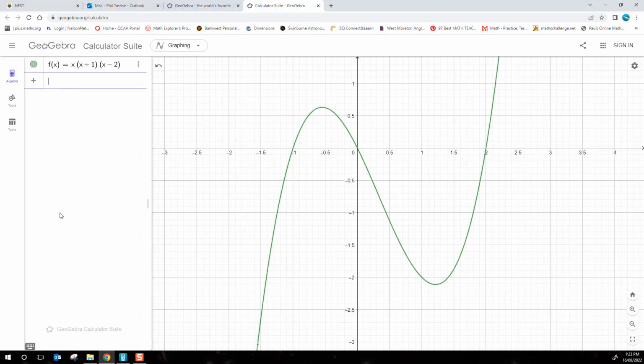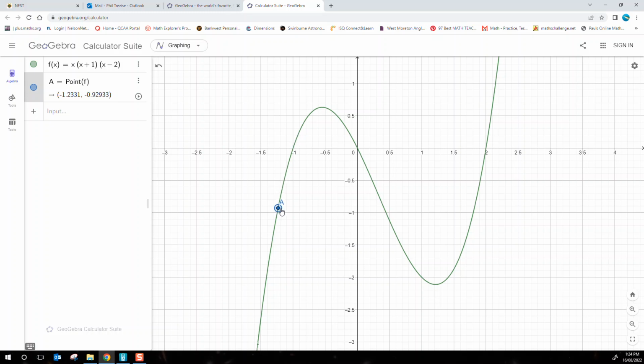Now, in order to start exploring this, I want to have a point which I'll call A, and this point will be attached to the function. So there it is. I can drag that along, and I can't take it left or right. It's locked on, so it'll slide around. I can even hit the animate key if I want to, and it will move by itself.